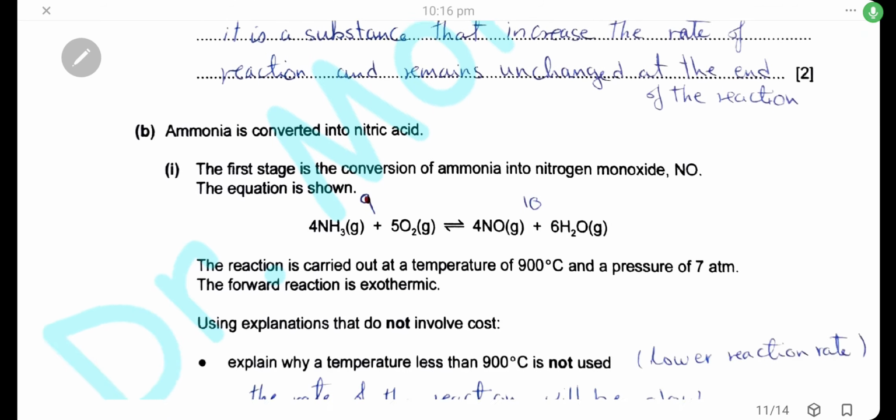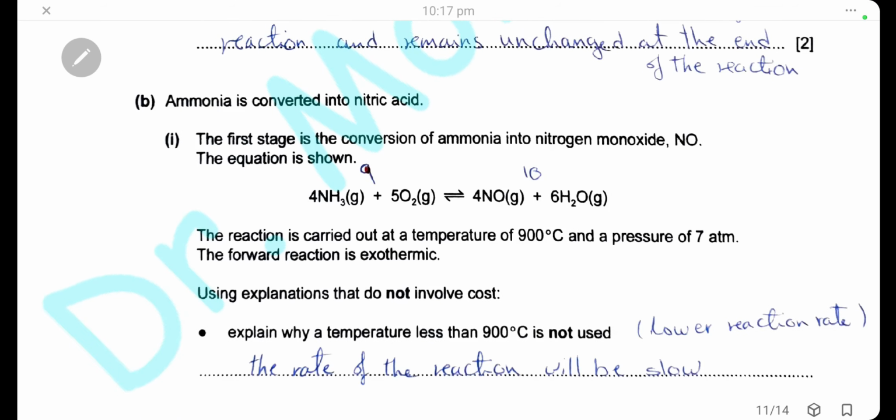Ammonia is converted into nitric acid. The first stage is a conversion of ammonia into nitrogen monoxide. The equation is shown here. The reaction is carried out at temperature 900 degrees Celsius and pressure of 7 atmospheric pressure. The forward reaction is exothermic.